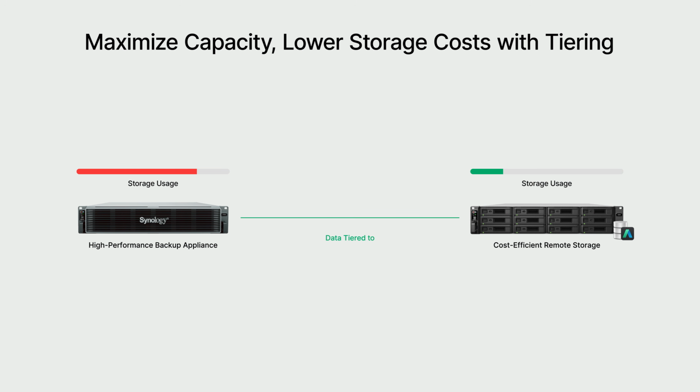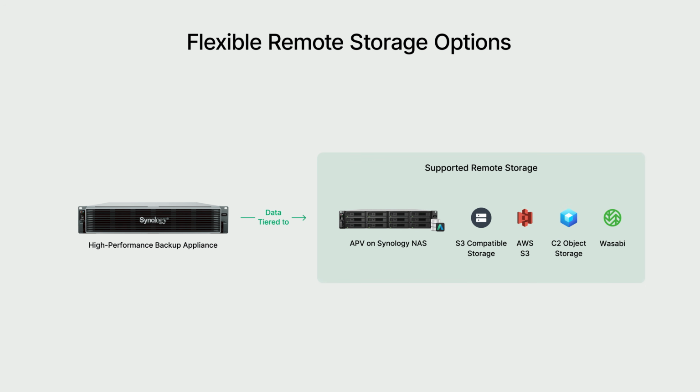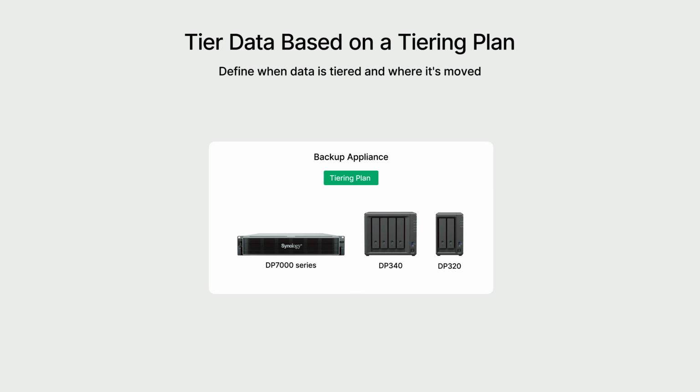With ActiveProtect's tiering feature, compute and storage are handled separately. Data is automatically moved from high-performance backup servers to more affordable remote storage, improving overall storage efficiency. ActiveProtect gives you flexible remote storage options, whether that's an on-premises NES or cloud storage services like C2, S3, and Wasabi. This capability is available across all ActiveProtect appliance models.